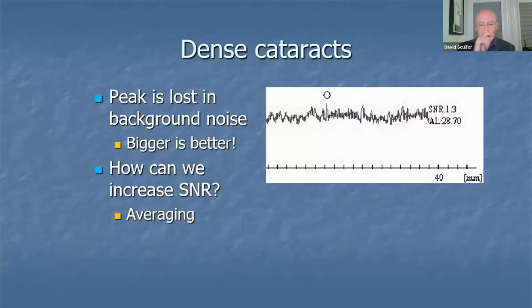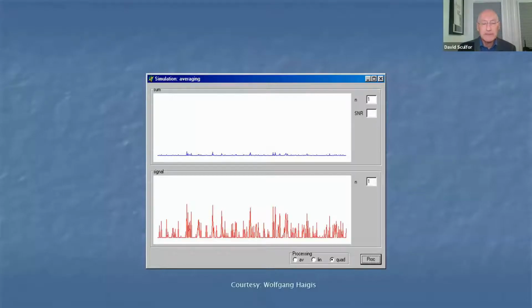How can we make the peak bigger compared with the background noise? We use a technique called averaging. This slide again was given to me courtesy of Wolfgang Haigis. So on the top we have the average trace. So these are all the peaks. Each time we take a measurement, it just adds all the peaks together. So at the bottom we have the raw signal, and at the top we have the summed signal. If I run the slide, you'll see how each time we run a trace and it adds, the background noise will tend to drop out and we'll be left with a signal of interest.